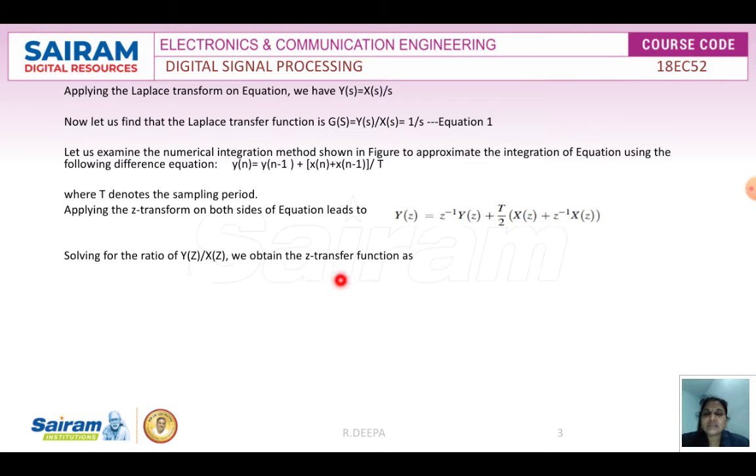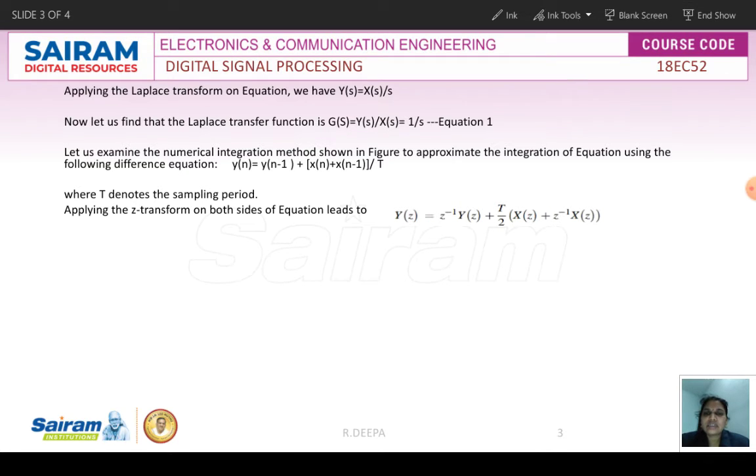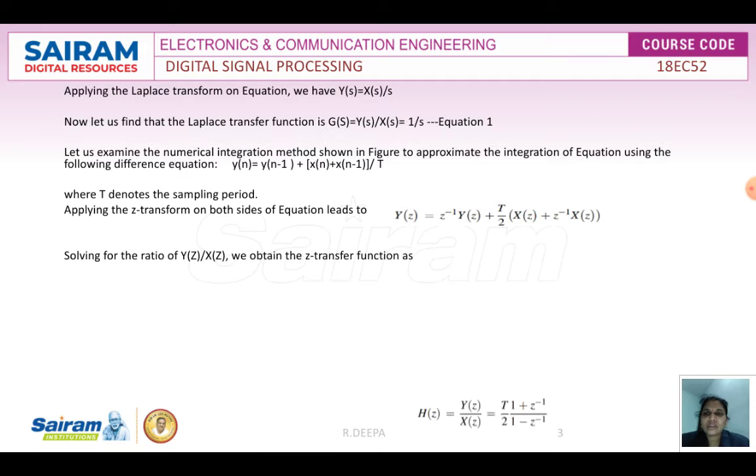Next we bring it to the form of Y of z divided by X of z so that we get the transfer function. Keeping Y of z common and bringing it to the form Y of z divided by X of z, we get T by 2 times (1 plus z inverse) divided by (1 minus z inverse). We name it equation 2.